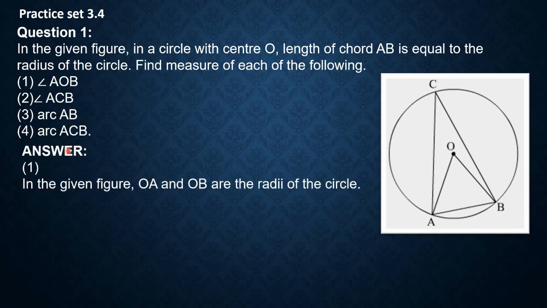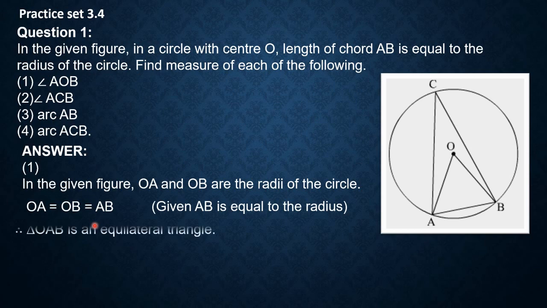Let us start with the solution. In the figure, OA and OB are the radius of the circle. Therefore, OA will be equal to OB. In the question, it is said that the chord AB is equal to the radius. Therefore, OA equal to OB equal to AB. As it is given, AB is equal to the radius.